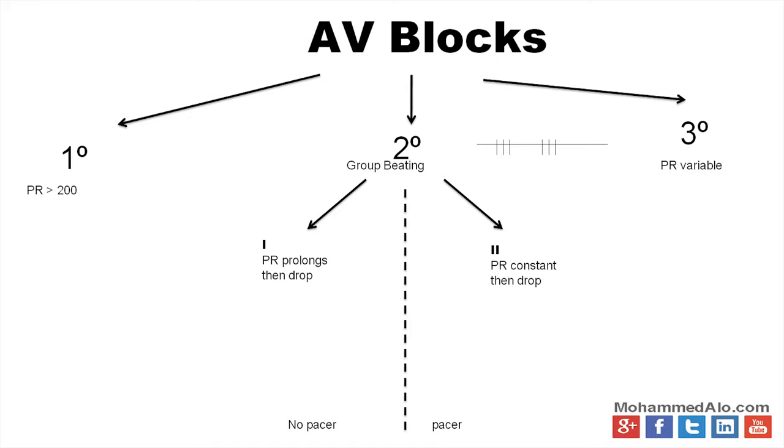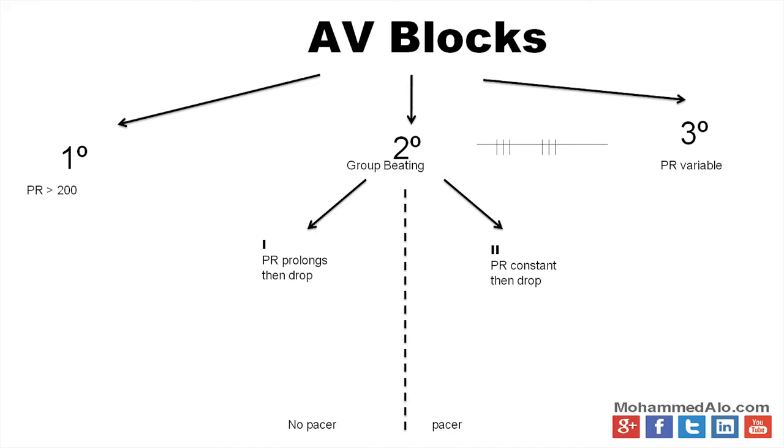Next, we'll take a look at AV blocks. First degree AV block all the way over here, your PR interval is greater than 200. That's very simple. It's one large box. Second degree AV block is a little tricky. You see group beating. If you look at that little picture there, I got three beats together, then a gap, then three beats together. That's kind of what it looks like on an EKG. You see groups of beats together. There's two kinds. There's Mobitz type 1, or type 1 second degree AV block, where the PR interval prolongs, then it drops. Type 2, the PR interval is constant, then it drops. And that's your basic breakdown.